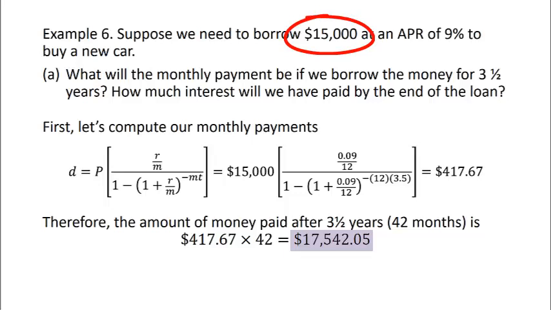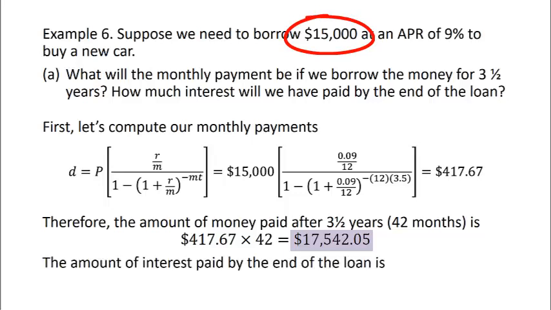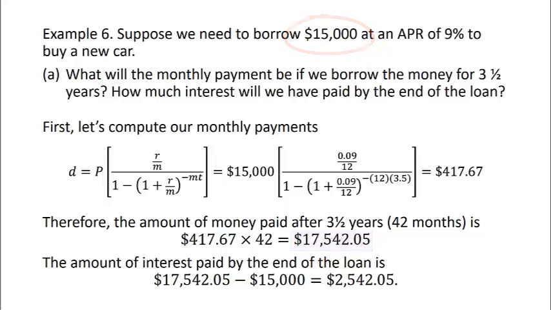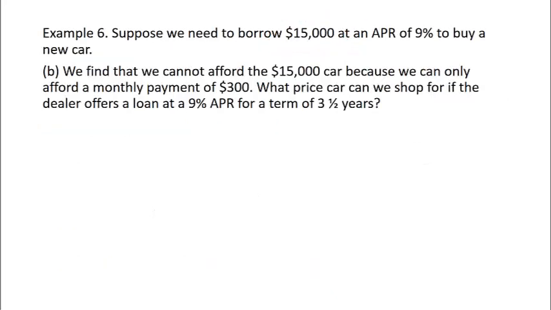How much of that is interest? This amount includes the $15,000 that we borrowed. So the amount of interest paid by the end of the loan will be the $17,542.05 minus the $15,000 that we borrowed. So the amount paid in interest will be $2,542.05. But suppose we find that we cannot afford the $15,000 car because we can only afford a monthly payment of $300. What price car can we shop for if the dealer offers a loan at a 9% APR for a term of 3.5 years?